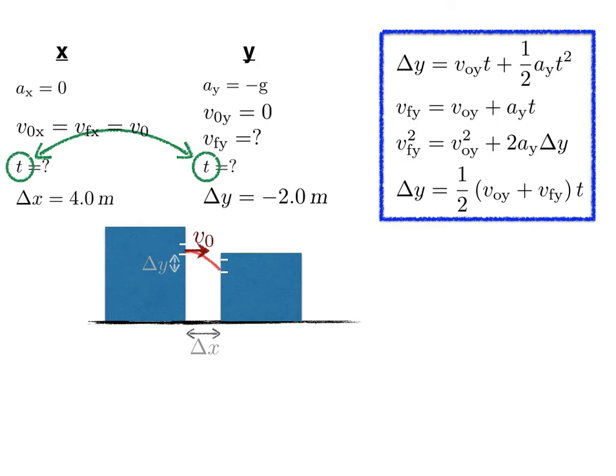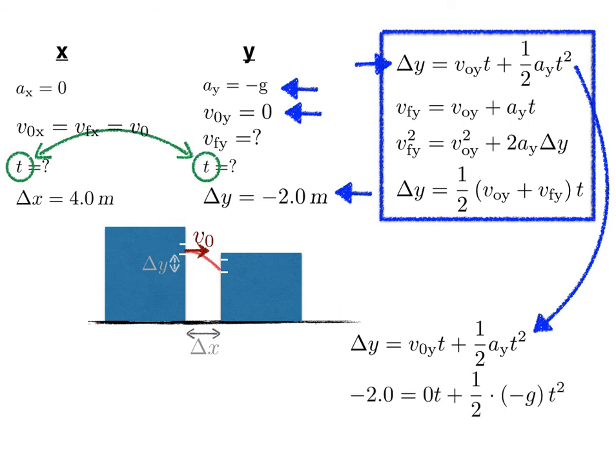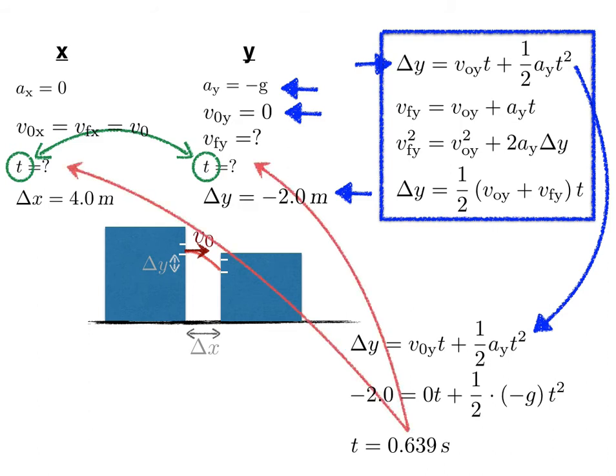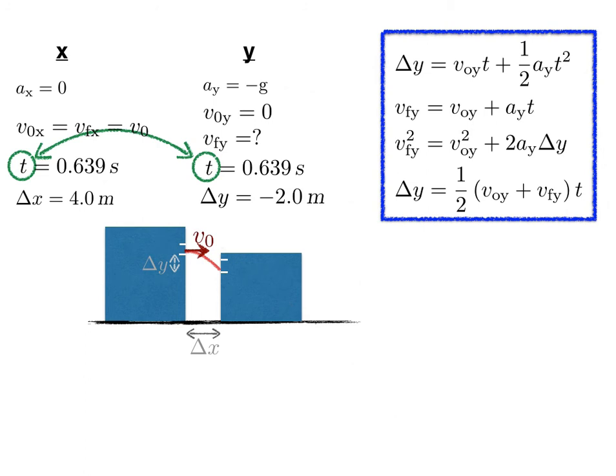Luckily, we can go to the vertical column to find t. Here, you can see that there are 3 bits of information filled out, so it should be possible to find an equation that contains these 3 quantities as well as time. The first equation does the job, and after making substitutions, we find the time is 0.639 seconds. Add those to the columns, and now we're in a position to solve for the horizontal velocity.